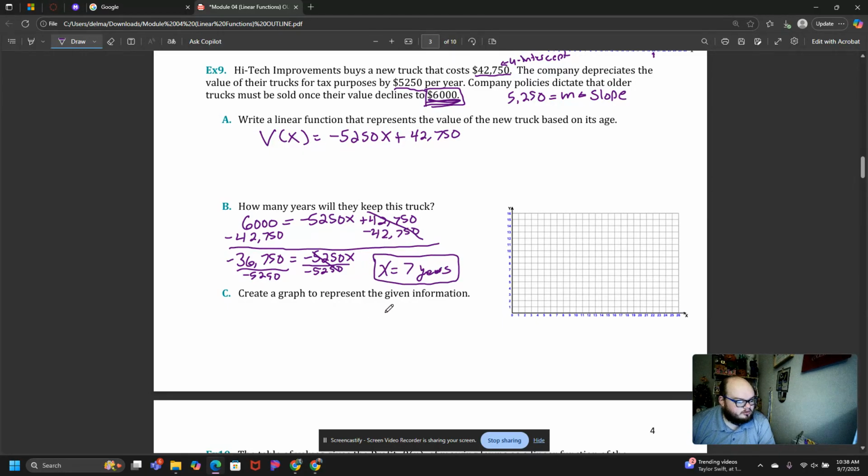Okay, so we're going to create a graph. And again, the graph's going to look kind of crazy because of my axis is here. So $42,750 is right here. And then let's just say 6,000 is right here at 6. It's probably technically not, but we're going to go with it today. And that's at the 7-year mark.